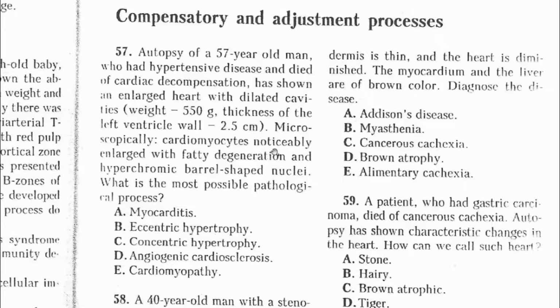Microscopically, cardiomyocytes are noticeably enlarged with fatty degeneration and hyperchromic barrel-shaped nuclei. What is the most possible pathological process? Now, due to the enlarged heart with dilated cavities, it is easy to diagnose hypertrophy. So that means it is either eccentric or concentric, because the enlargement is hypertrophy. This one is not denoting anything concerning hypertrophy. So by elimination, we are left with just 2.